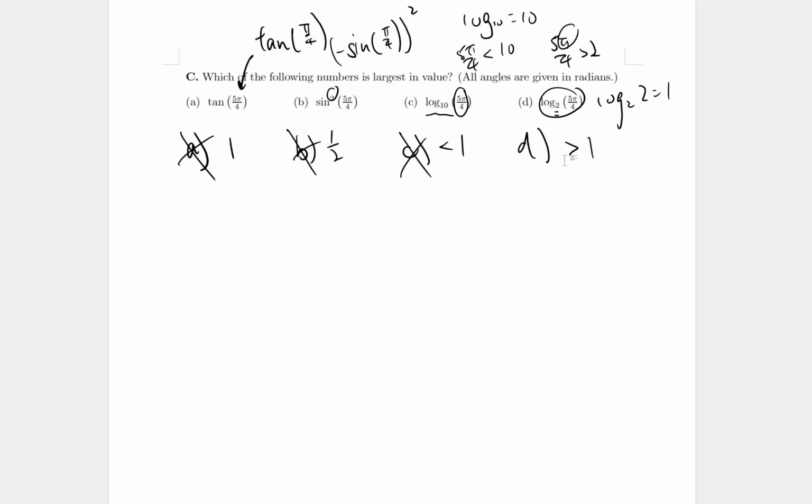So even though we don't know the exact value, we could have a certain range of the value, and that will be sufficient for us to determine the answer. So the correct answer is D.